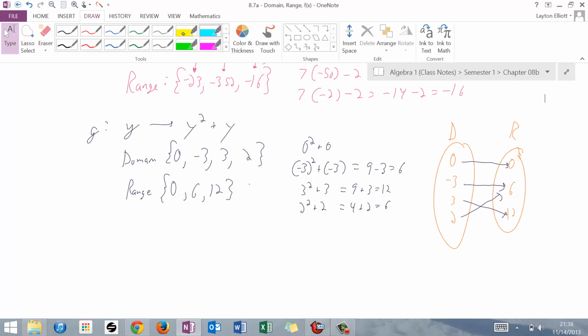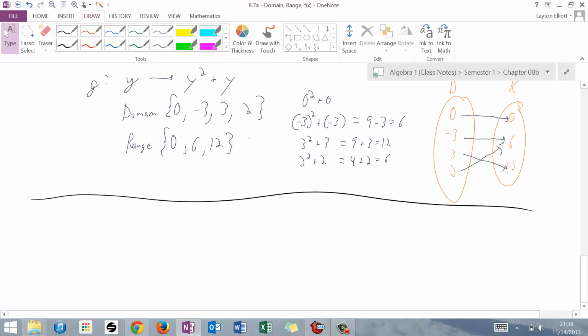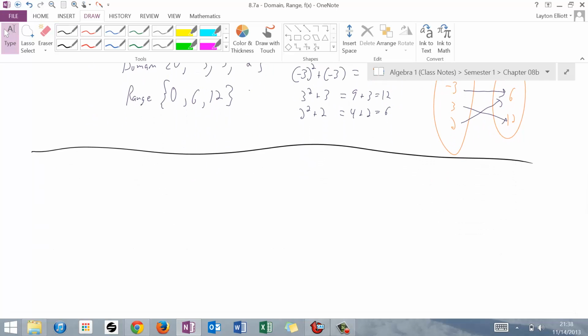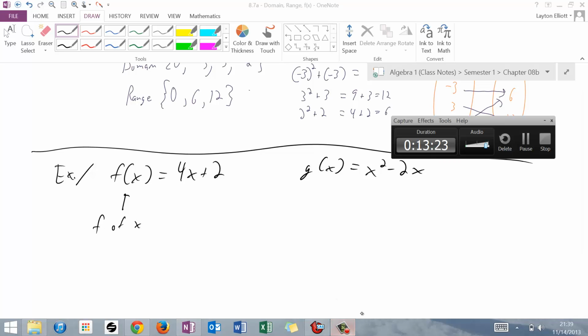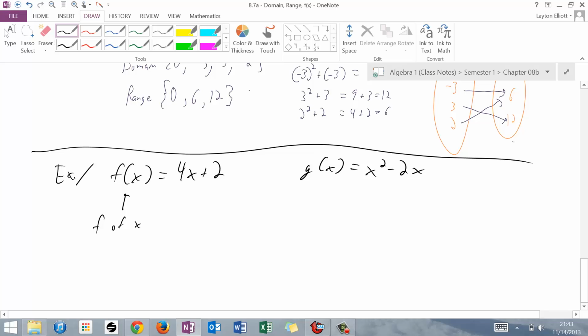So, let's go back to some other types of examples. It is very possible for you to have function notation where you've got an f of x equal to one thing and a g of x equal to another. Notice how I said that. This is called f of x. Like I said, we call that f of x. This does not mean f times x. This f of x notation is basically like y.